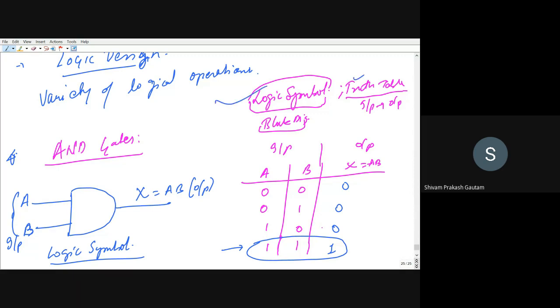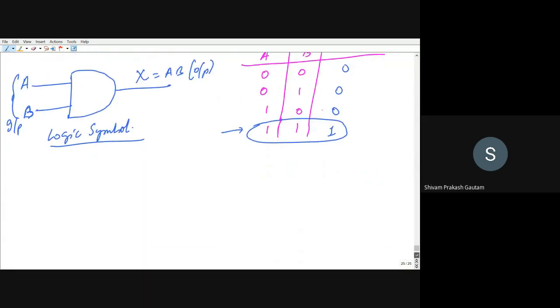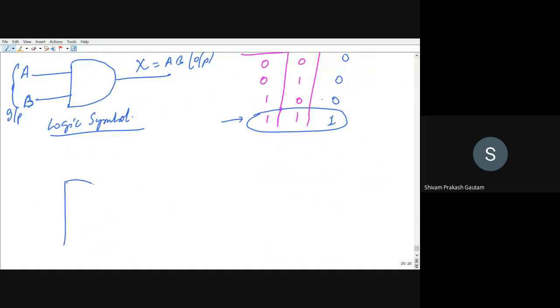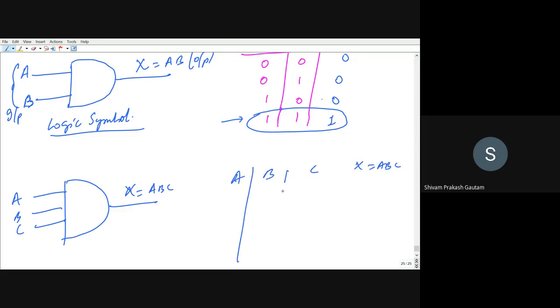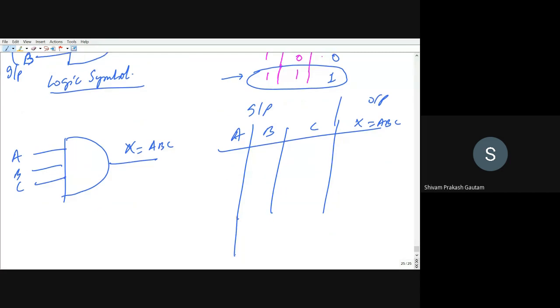So for the AND gate, similarly you can make an AND gate for 3 inputs as well. You are having 3 inputs, that is A, B, C in this case, and the output is X. Similarly, you can make the truth table with A, B, C, and X. So this is your input, and this is your output. Now you can fill the table.